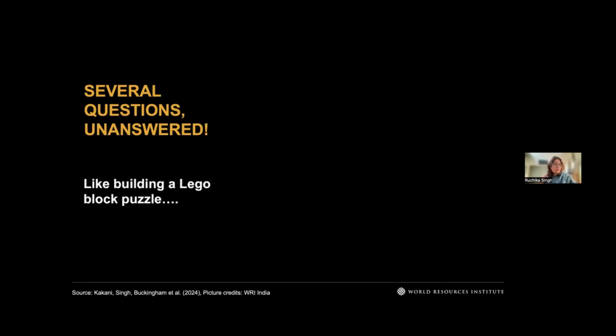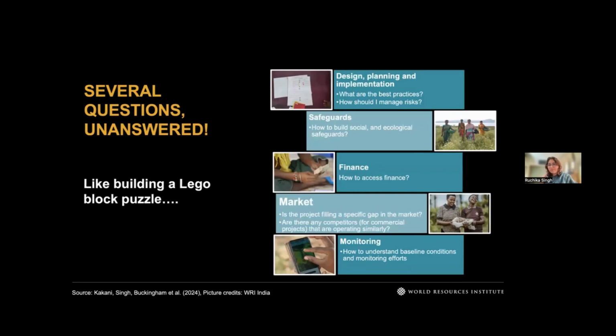Especially for new restoration practitioners, it could be like building a Lego block puzzle, where you have to think about how do I design, plan, or implement a project? What are the different practices? What are the risks that I need to consider or the trade-offs, for instance? Safeguards are very critical. How do we think about social ecological safeguards? What kind of species are we thinking about? Are tenure and resource rights, for instance, considered when we are thinking about this?